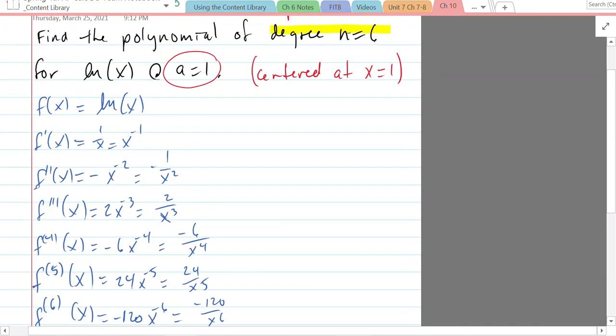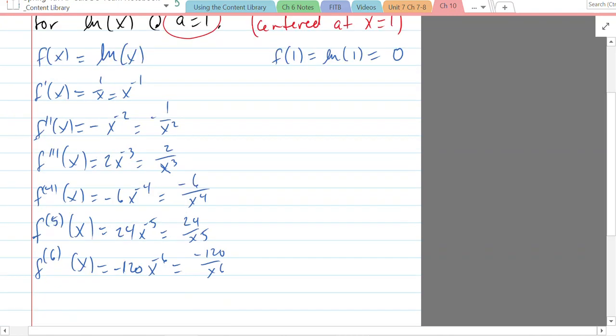Now we have to evaluate it at 1. So we want f of 1. Well, natural log of 1 is equal to 0. It's the x-intercept, the point on all the parent functions for logs. And then I need the first derivative at 1. Well, that's 1 over 1, that's just 1. And then the second derivative at 1 is negative 1 over 1, so it's negative 1.